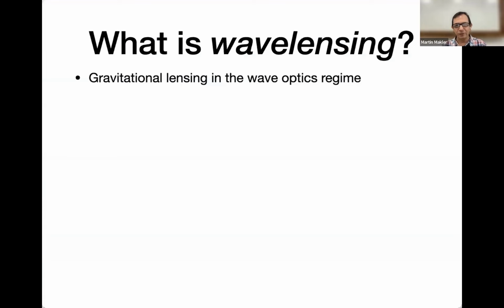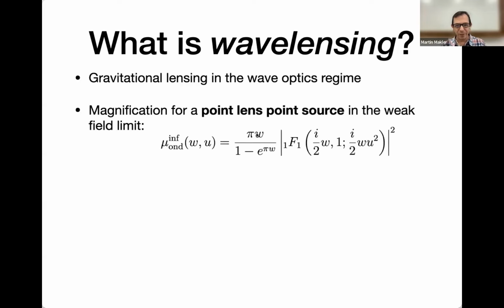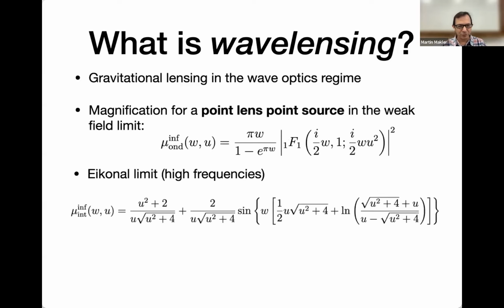Okay, let's go. So what's wavelensing? I hope it will become clearer shortly why we call this wavelensing, but it's gravitational lensing in the regime of wave optics. If you have a point lens and a point source, the magnification is frequency dependent. This is a hypergeometric function. We don't have a lot of intuition about what that means, but in the regime of high frequencies, the expression is very simple. This is the usual geometric optics, point lens, point source, and we have this oscillatory term.